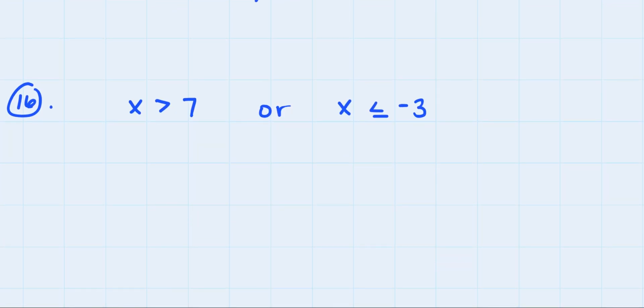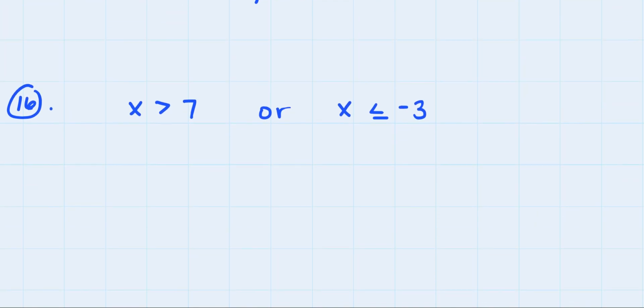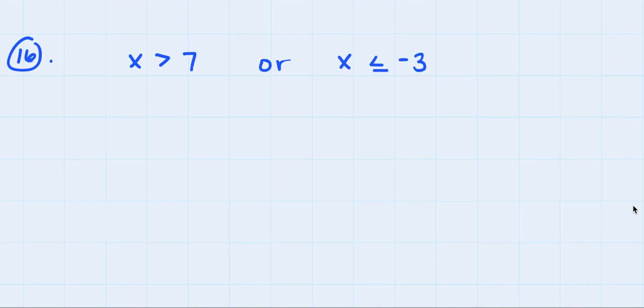This is the last problem I have for you. Here I have that x is greater than 7 or x is less than or equal to negative 3. Okay, I'm going to do the interval notation for both of these. X is greater than 7. Well, that means we can't equal 7, but we can be anything bigger than 7.